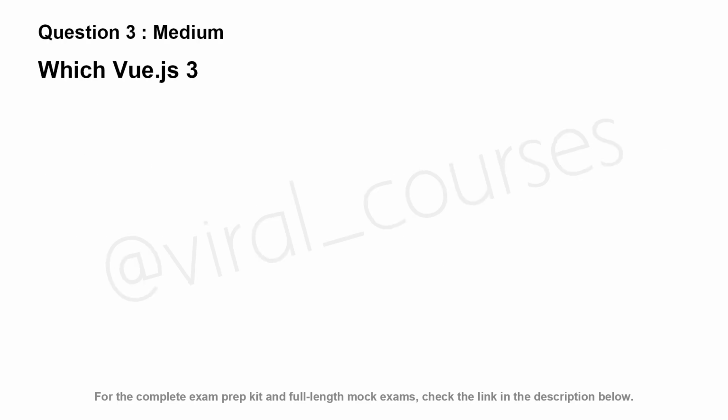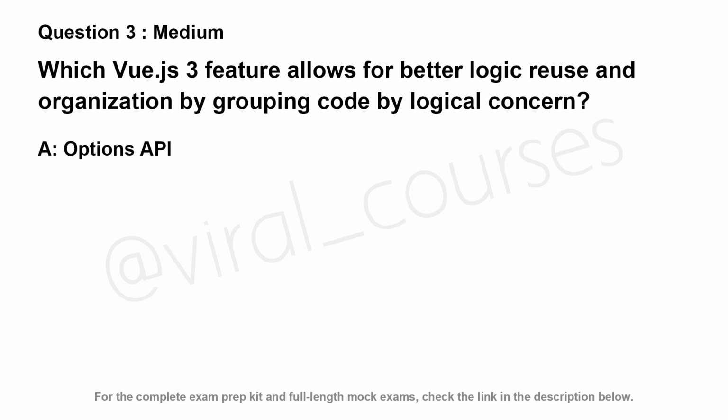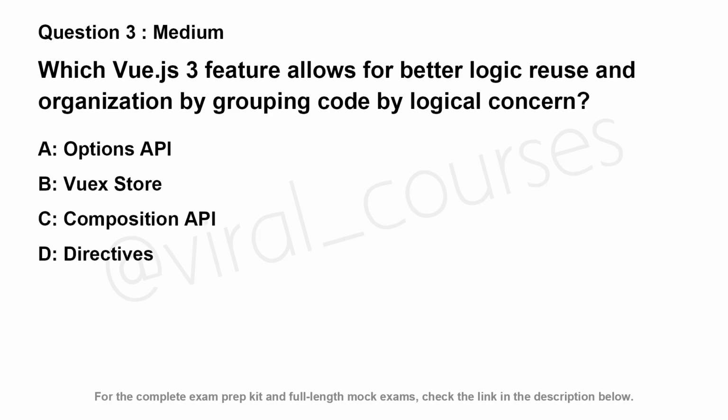Which Vue.js 3 feature allows for better logic reuse and organization by grouping code by logical concern? Option A. Options API. Option B. Vuex store. Option C. Composition API. Option D. Directives.